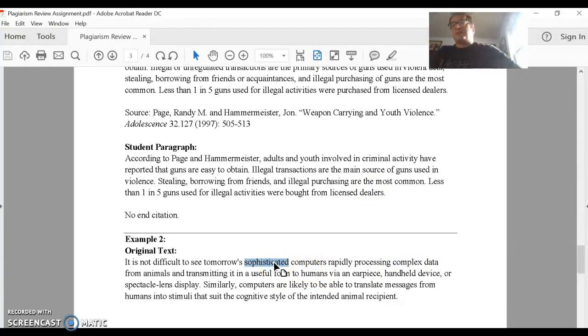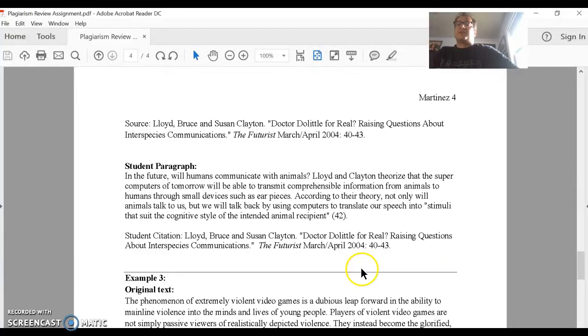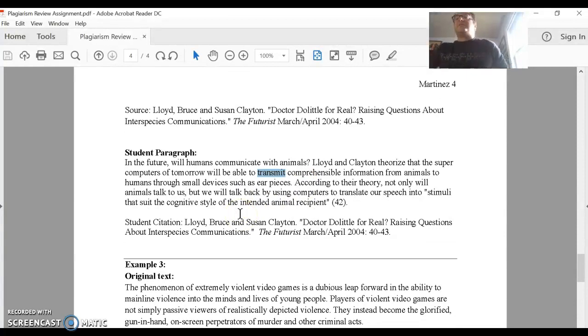So sophisticated computers becomes supercomputers. The phrasing of from animals to humans remains largely intact. The word transmitting merely becomes transmit. And instead of a list of things, the author just condensed it to the word earpieces. This is a less straightforward case of patch writing, but I want you to notice how many of the words do carry over and how much of the sentence structure carries over. That would still constitute a form of patch writing because the student is suggesting that this phrasing is his or her own, but actually when you look at the original, it's from the original.